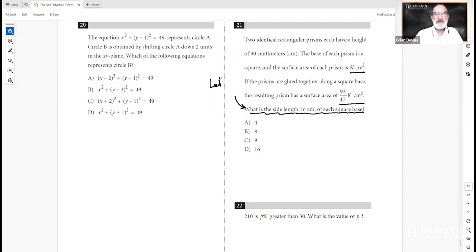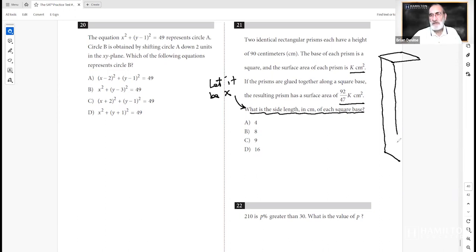Let's call this X. You can call it whatever you want. I'm going to call it X because that's easy to write. And I'm going to draw a little picture. I've got a square base box that is 90 centimeters tall. So I know this is 90, and this is going to be X by X.